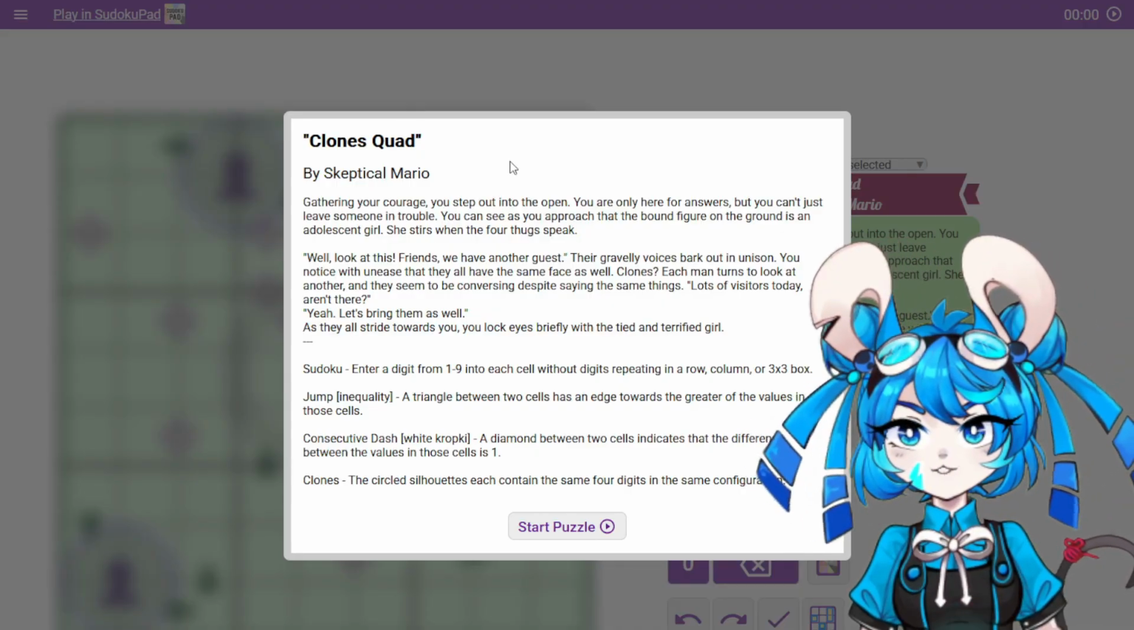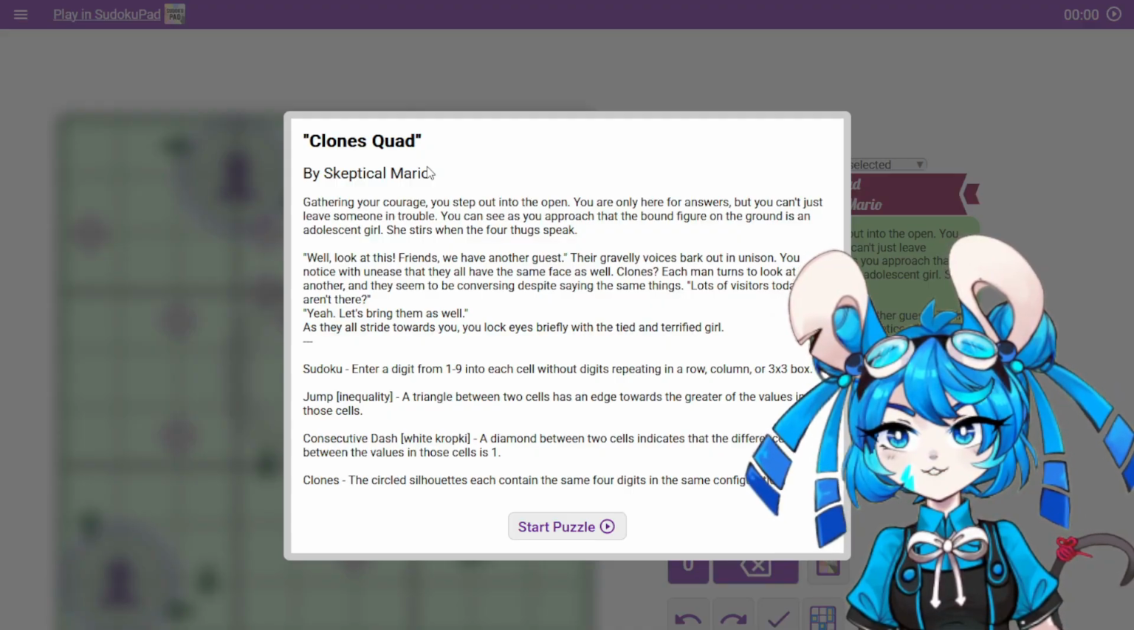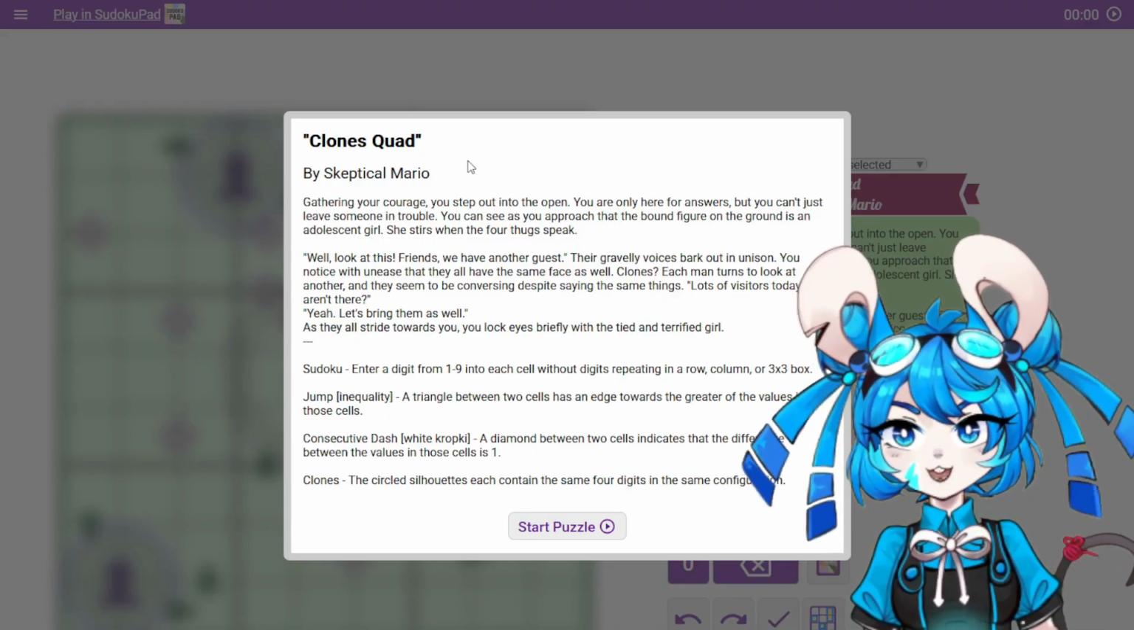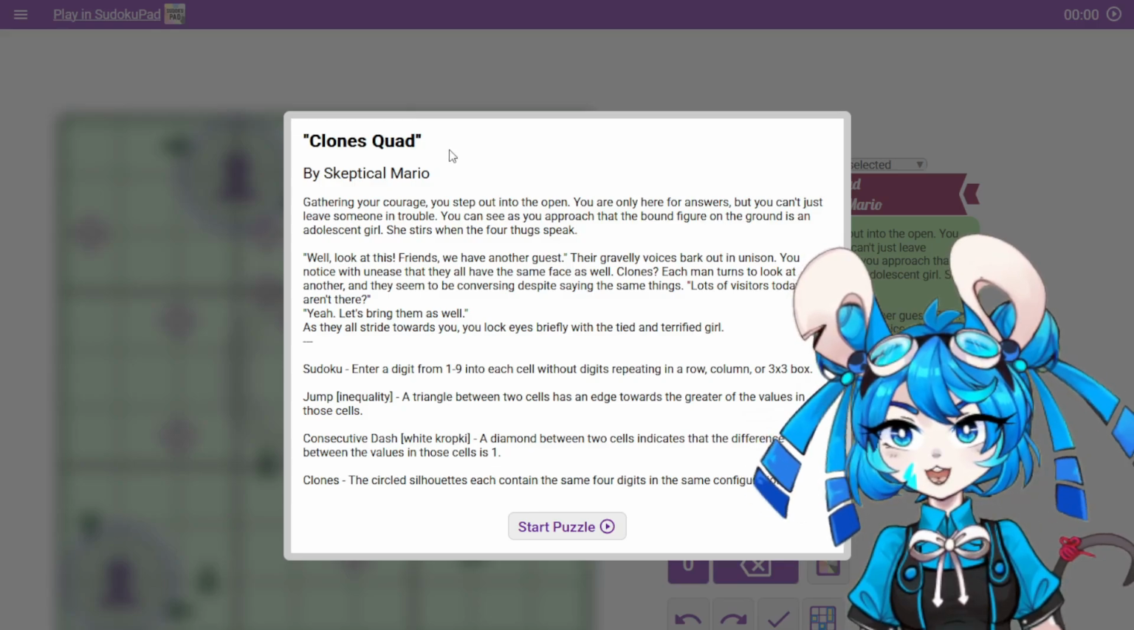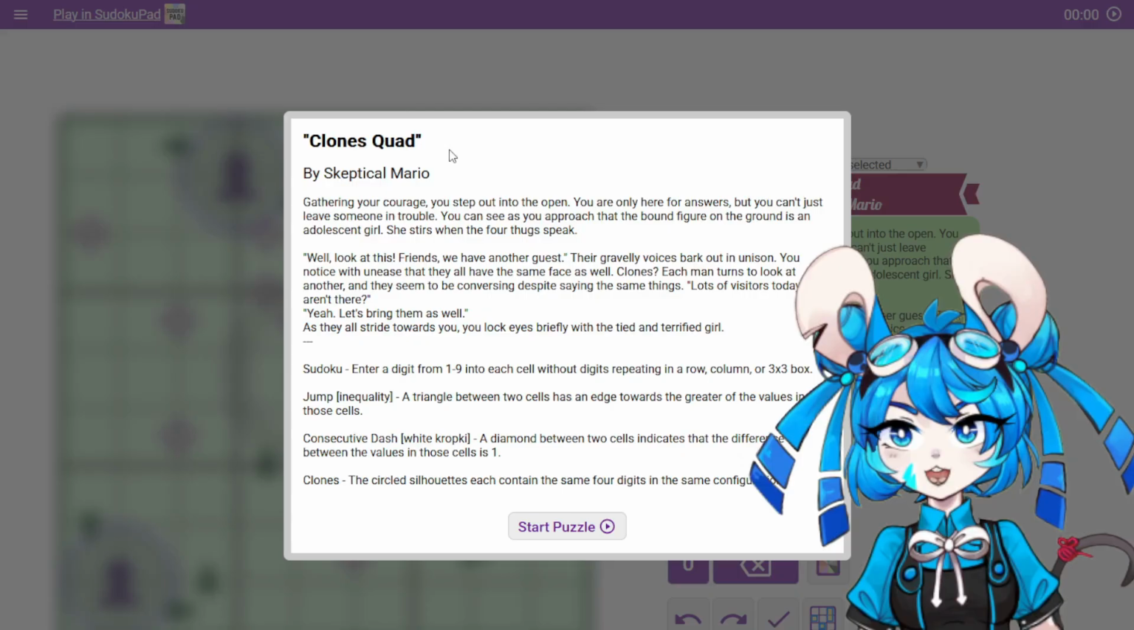Clone Squad. Gathering your courage, you step out into the open. You're only here for answers, but you can't just leave someone in trouble. You can see as you approach that the bound figure on the ground is an adolescent girl. She stirs when the 4 thugs speak.